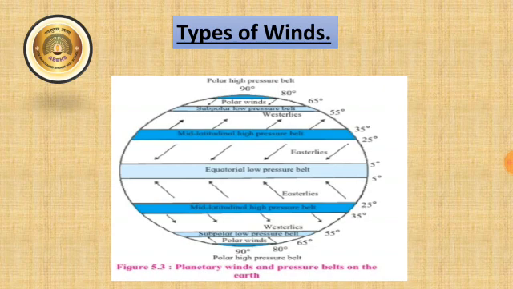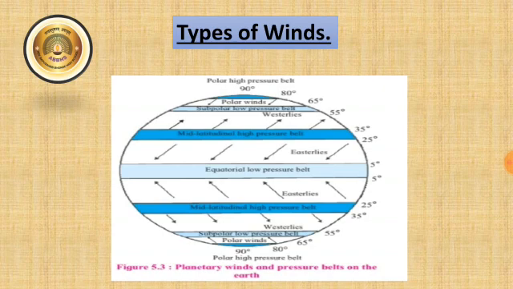First, we will learn about the planetary winds. Now, observe this image carefully. What are the planetary winds? The winds which blow regularly on the earth from high pressure to low pressure belts throughout the year are called planetary winds. These winds cover a large portion of earth. These are the easterlies, the westerlies, and the polar winds.